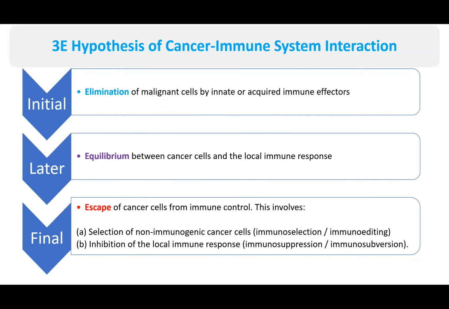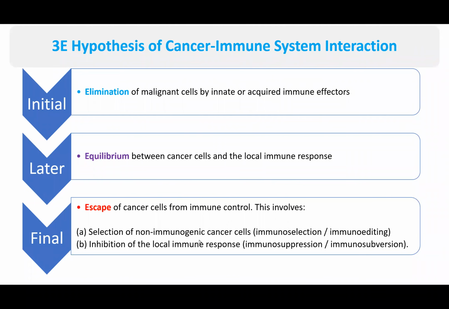But if cancer cells succeed in making themselves non-immunogenic, for example, by down-regulation of these tumor-associated antigens, here the antigen-presenting cells and the immune system will not be able to recognize the cancer cells. And the net result is that cancer cells will evade or escape the control of the immune system.